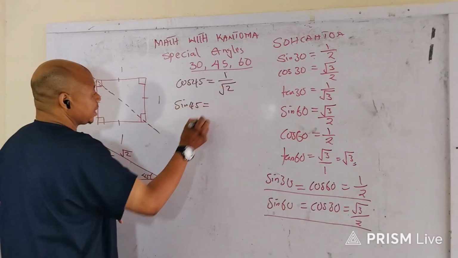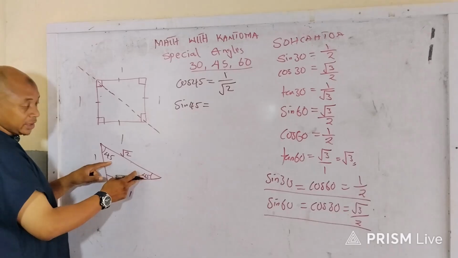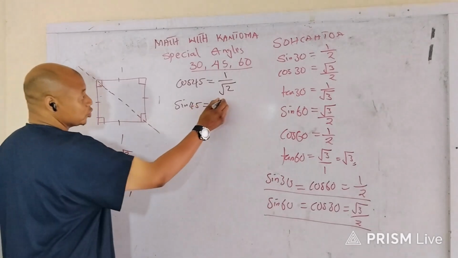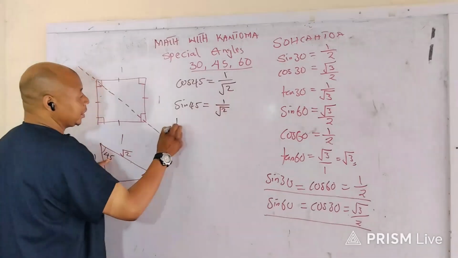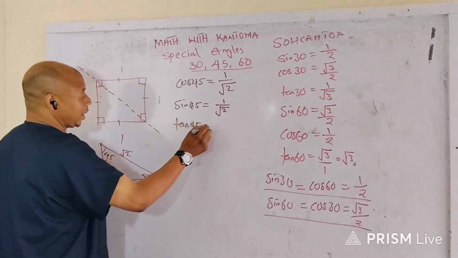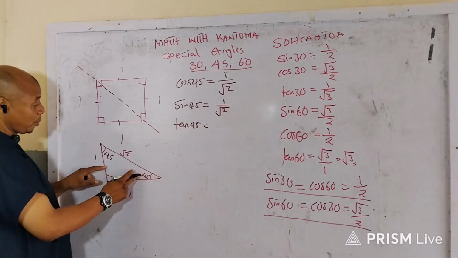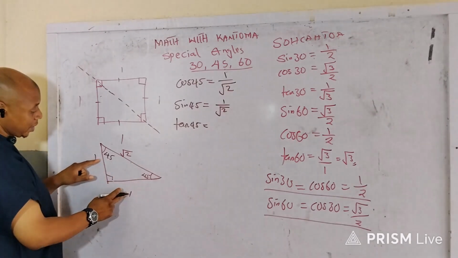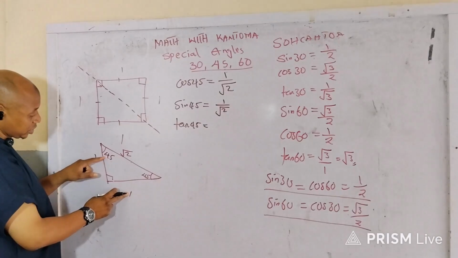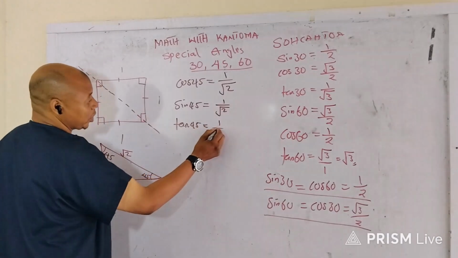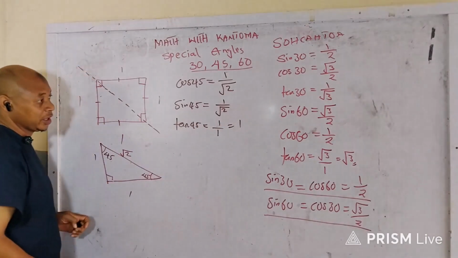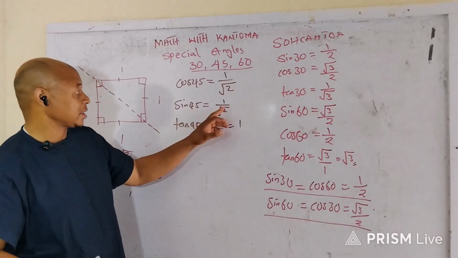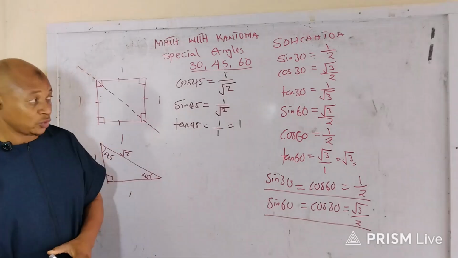Then sine 45. Sine of this angle, either this or this, is still the same thing. Sine 45 we said is opposite over hypotenuse, which is 1 over root 2. Then tan 45. Tan of this 45 by definition we said is opposite over adjacent. Opposite to this 45 is 1, adjacent is 1. Opposite to this 45 is this one, adjacent to this 45 is also this one. So it's going to be 1 over 1, which is the same thing as 1. So now the value of tan 45 is 1, the value of cos 45 and sine 45 are still the same thing, which is 1 over root 2 and 1 over root 2.